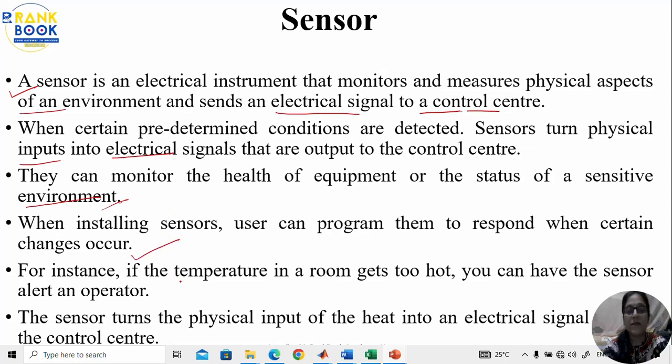For instance, if the temperature in the room gets too hot, you can have the sensor alert an operator. The sensor turns the physical input of the heat into electrical energy, or the electrical signal, to alert the control center. It sends the information that the room is exceeding its temperature.